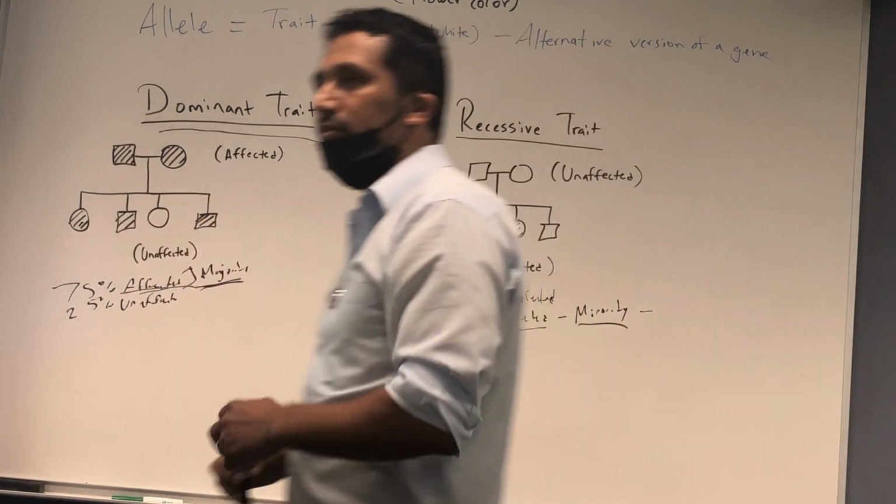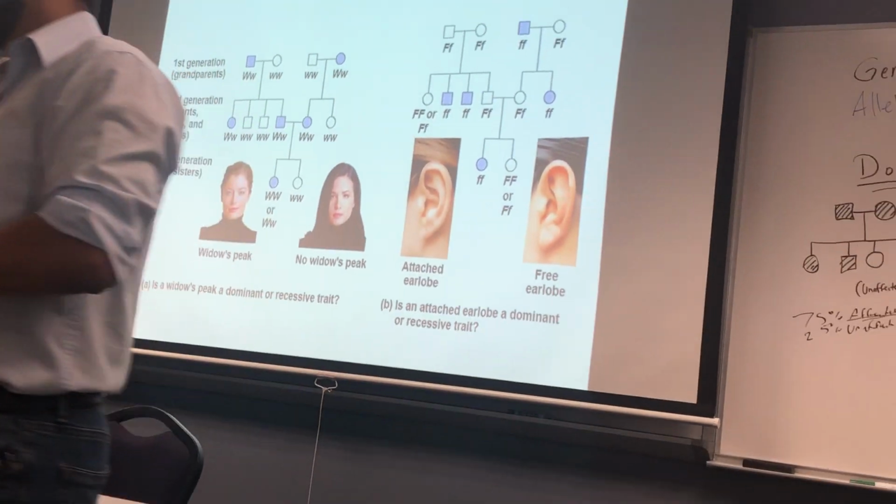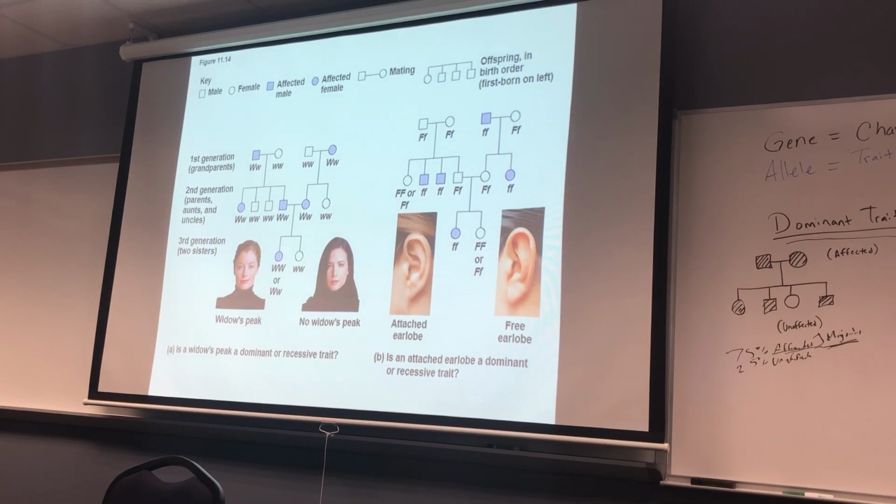Over there, table. Yeah? Explain dominant trait. Oh, and then you are laughing at it.